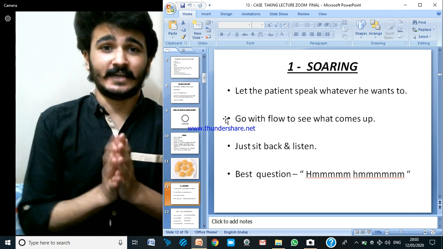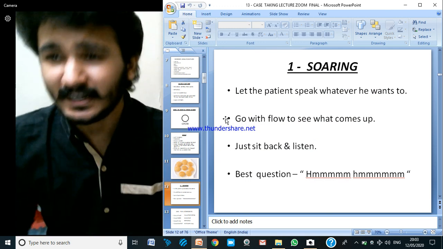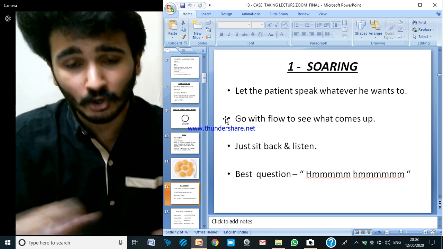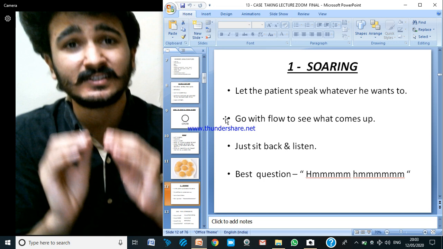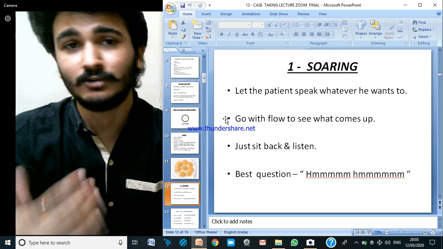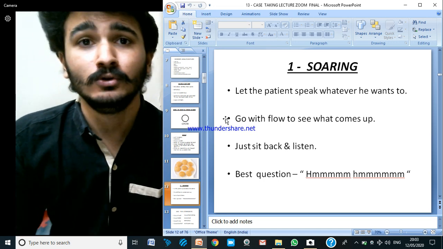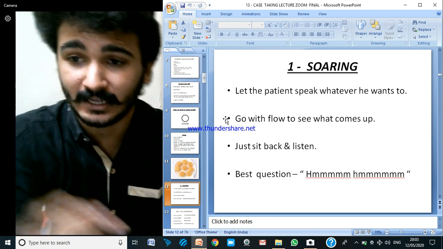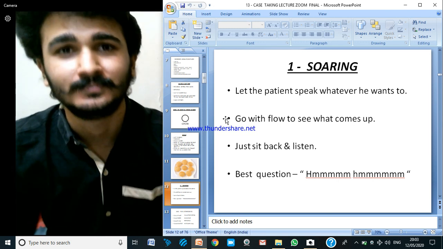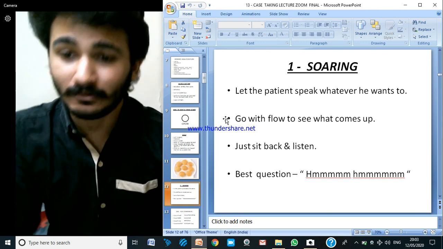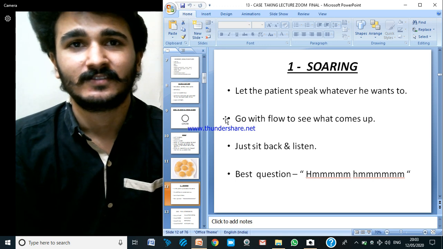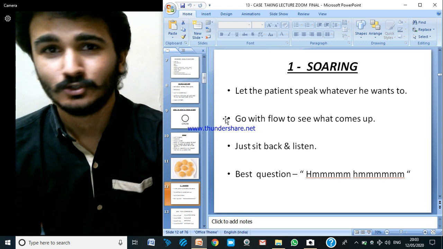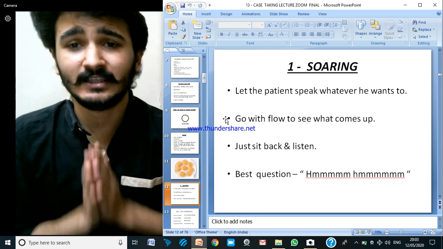So, the first step, that is soaring. Let the patient speak whatever he wants to. Let him go with the flow whatever he wants to. Don't interrupt him. Just be with, this is the best question. When I would study, when I would learn with my guru, Dr. Shardul Joshi sir, I would literally count the number of times he used to do this. You have to see the minutest thing. Only then magic happens. So you have to just sit back, just listen, let the patient talk about what he wants to.